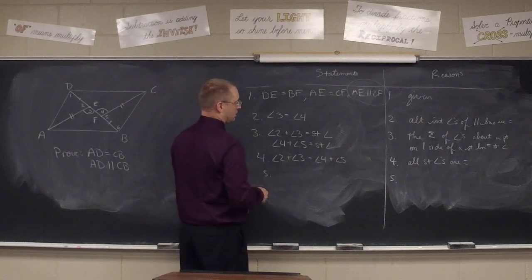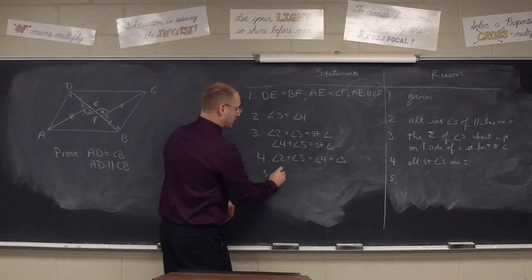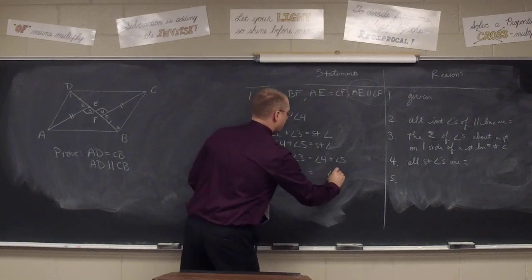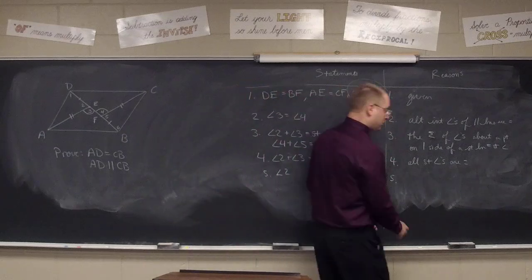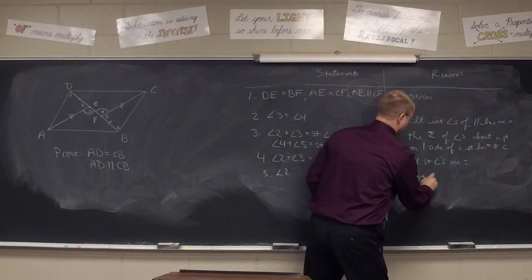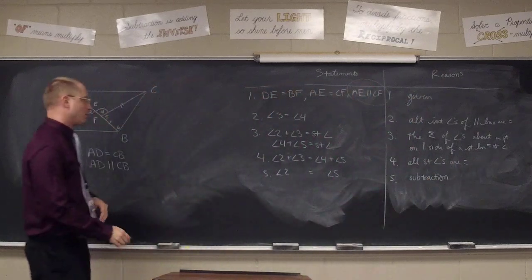Angle 2 equals angle 5. Good. The 3 and the 4 that we said were equal could be subtracted, leaving you with an angle 2 equal to an angle 5. You don't have to have them spaced out like that because of the subtraction axiom, where we can just write the word subtraction. If equals are subtracted from equals, the remainders are equal.